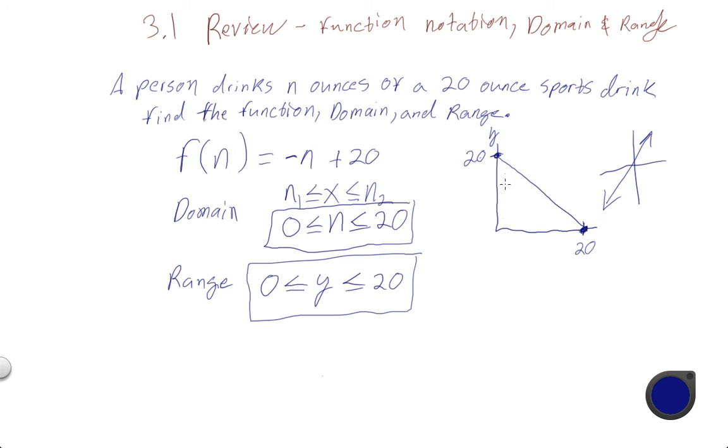And again, it is continuous because you can have 19.999999 ounces in there and 19.98888. Anyway, you can have fractions of ounces, and so it is continuous. So it's any value between 0 and 20, and any value between 0 and 20 for the domain as well. And that's really all there is for that.